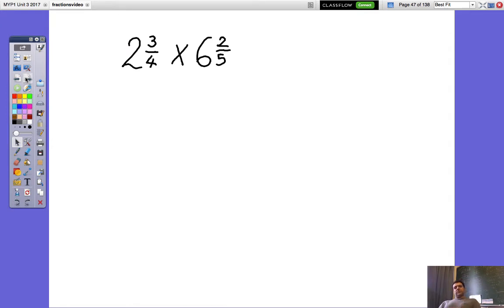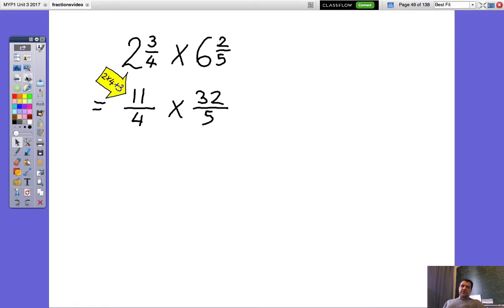Next example. 2 3/4 times 6 2/5. So just make that top heavy. 2 3/4 is the same as 11 over 4, because you do 2 times 4 is 8, plus the extra 3 makes 11. And then 6 2/5 is the same as 32 over 5, because you do 6 times 5 is 30, plus the extra 2 makes 32.